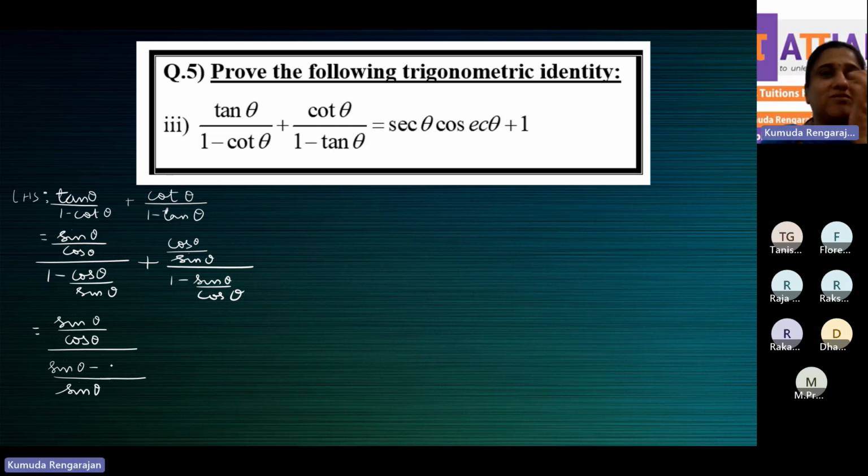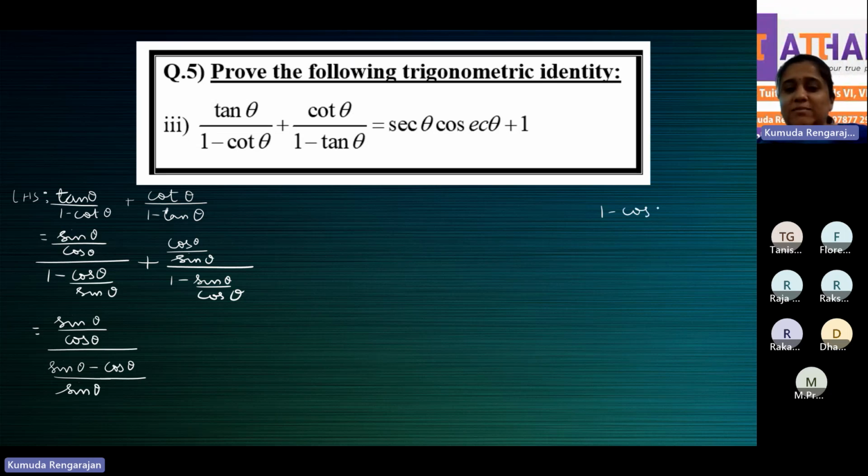Yeah, cos theta only. But your friends are like, what happened? Why is everybody awestruck? Sine theta is a common denominator. So sine theta minus cos theta, right? What's the problem? Cos theta. Yes or no?